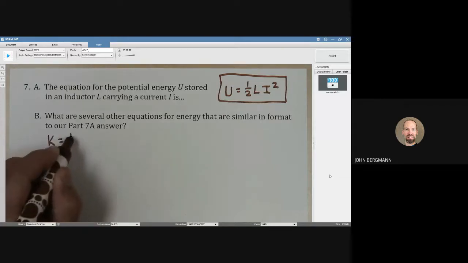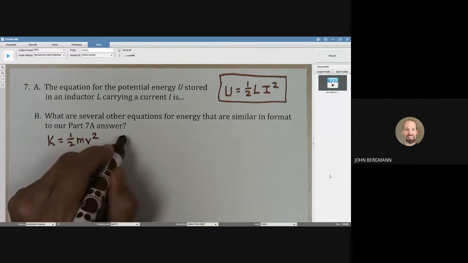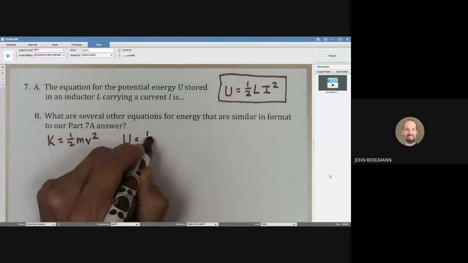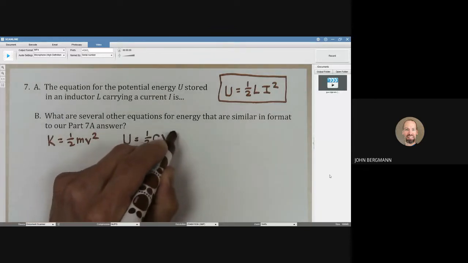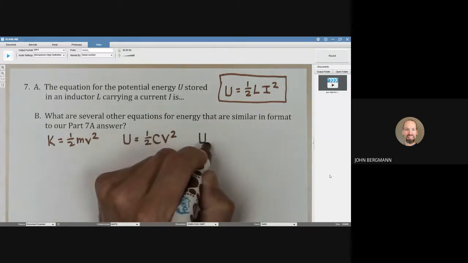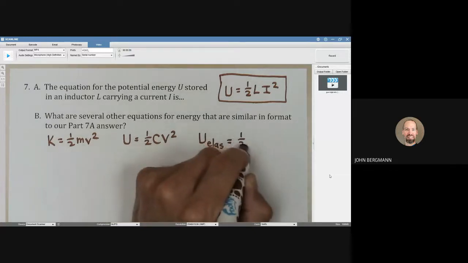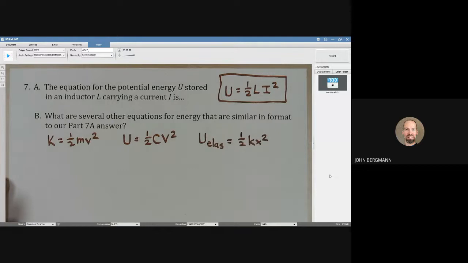Kinetic energy has that same 1/2 pattern. The energy stored in a capacitor. There are a couple of variables you could use for that, but there's a formulation. The elastic potential energy stored in a linear spring. Nothing super special about that last answer, but it's just kind of interesting.